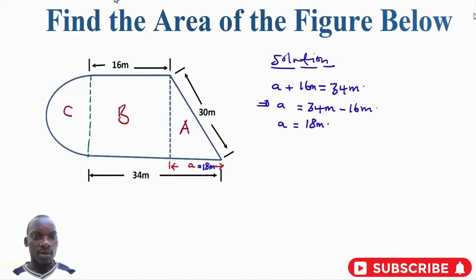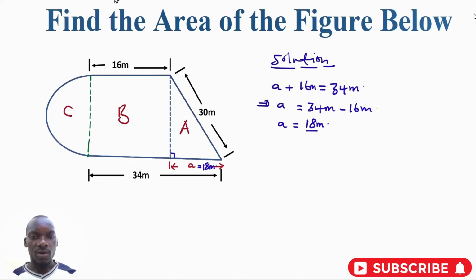Then we need also to get the height, such that we shall use it to get the diameter of this semicircle. Remember, we have three figures. We have the semicircle C, the rectangle B, and the triangle, which is A. And this is a right angled triangle. Having got the value of A, let us go ahead and get the height of this triangle, which is the same as the diameter of this semicircle.